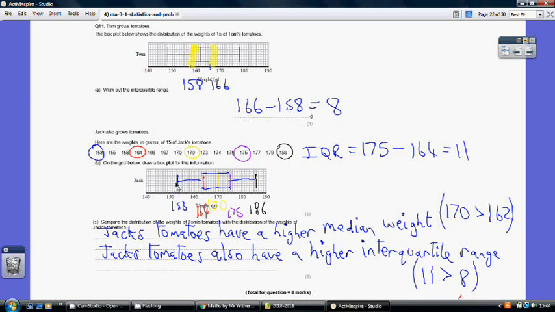So 153 is the smallest value. That's where the whisker starts. The beginning of the rectangle is the lower quartile, so that's at the 164. The line inside the rectangle, no reason at all why it needs to be in the middle, is the median, so that's 170. And then the rectangle finishes at the upper quartile, which is 175. And then finally the highest value is at 186.